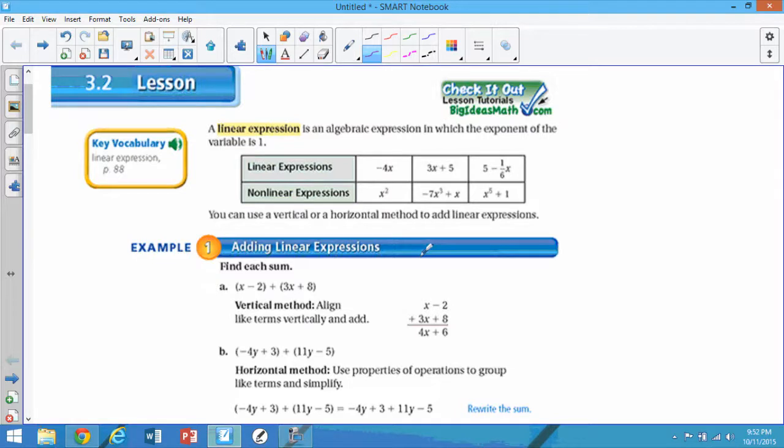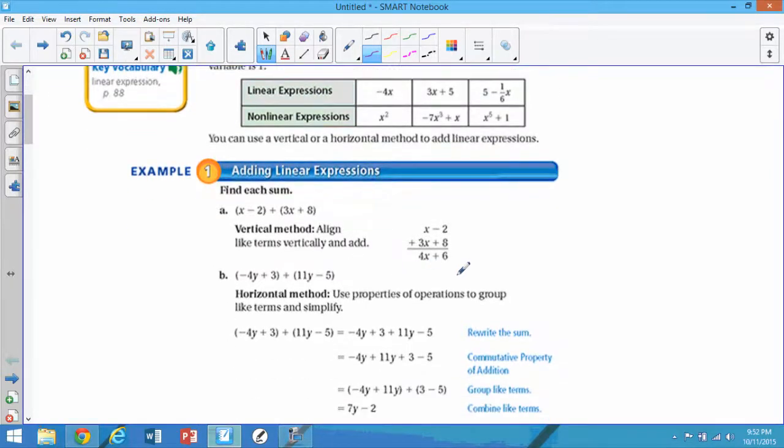And there's two ways you can do it. You can do it vertical or you can do it horizontal. I personally like the vertical method, but the vertical method can be challenging at times. So with the vertical method, you're going to take your binomial, x, and I would change that to plus a negative 2. And then you're going to add that to the second binomial, and you're going to line up your x's above each other and below each other, plus, and then 8.